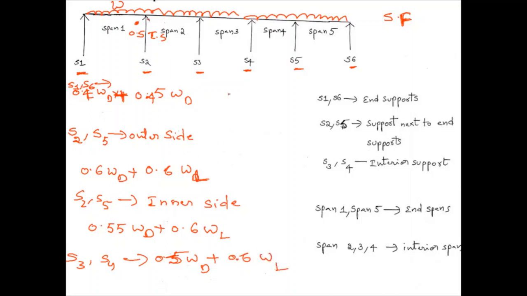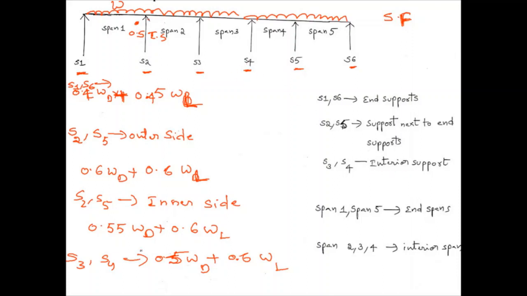Okay, so now see this clearly. If it is S1 and S6, then directly we will multiply the dead load and fixed imposed load with 0.4 and the live load, that means non-fixed imposed load, with 0.45 WL. Similarly for S2 and S5 outer side we have to determine differently. That means for the support next to the end support, outer side shear coefficients will be different, inner side shear coefficients will be different. Then last one is the interior supports.